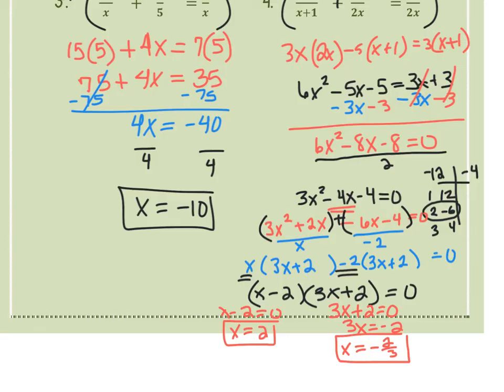And I look at my original equation and I check if there was any discontinuities, which means was there any holes or asymptotes, and the answer was no, both of those solutions work. Okay, we have one more question.